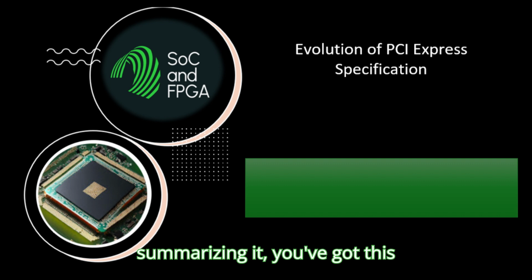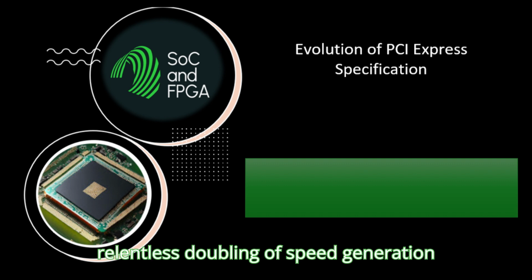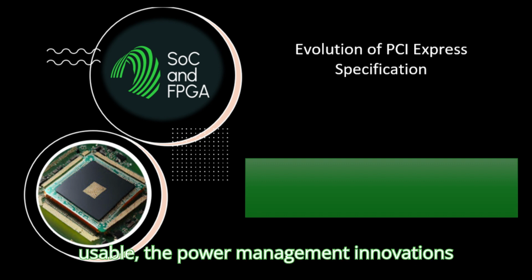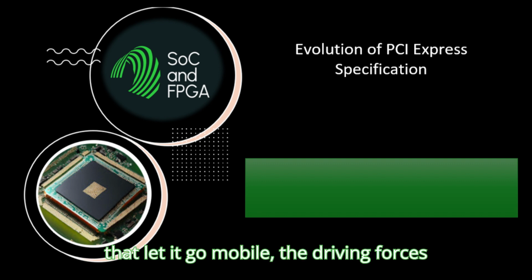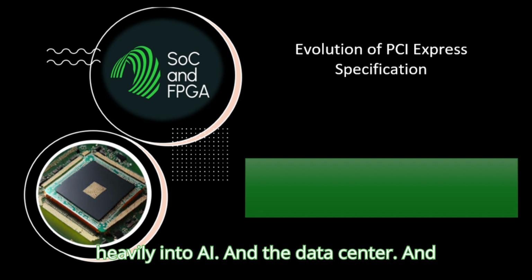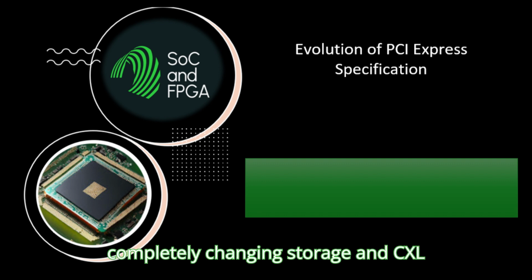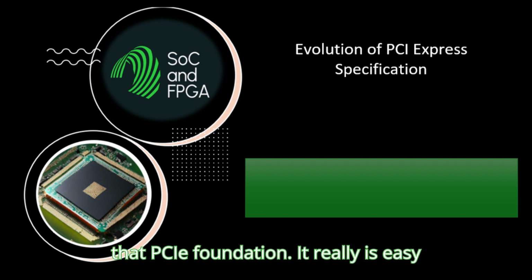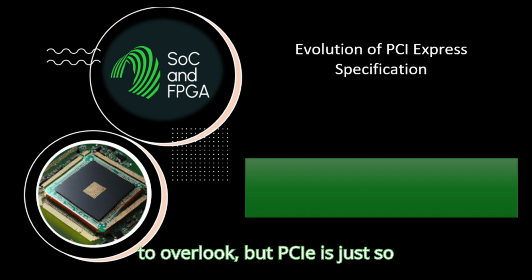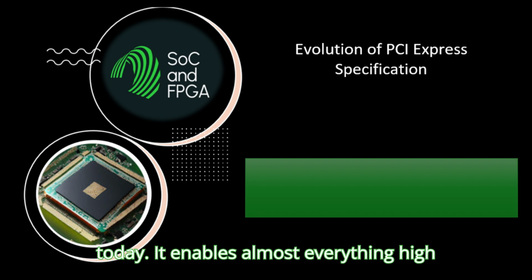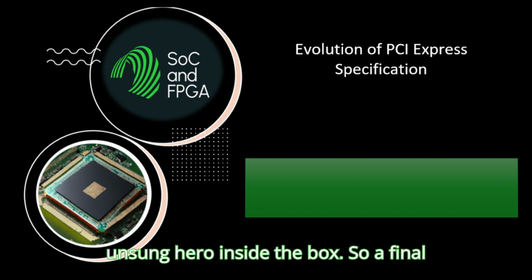Yeah, summarizing it, you've got this relentless doubling of speed, generation after generation. You've got that crucial backward compatibility keeping things usable. The power management innovations that let it go mobile. The driving forces shifting from graphics to storage and now heavily into AI and the data center. And then these extensions like NVMe completely changing storage and CXL rethinking memory access, all built on that PCIe foundation. It really is easy to overlook, but PCIe is just so fundamental to how our computers work today. It enables almost everything high speed that we do. Absolutely. It's the unsung hero inside the box.